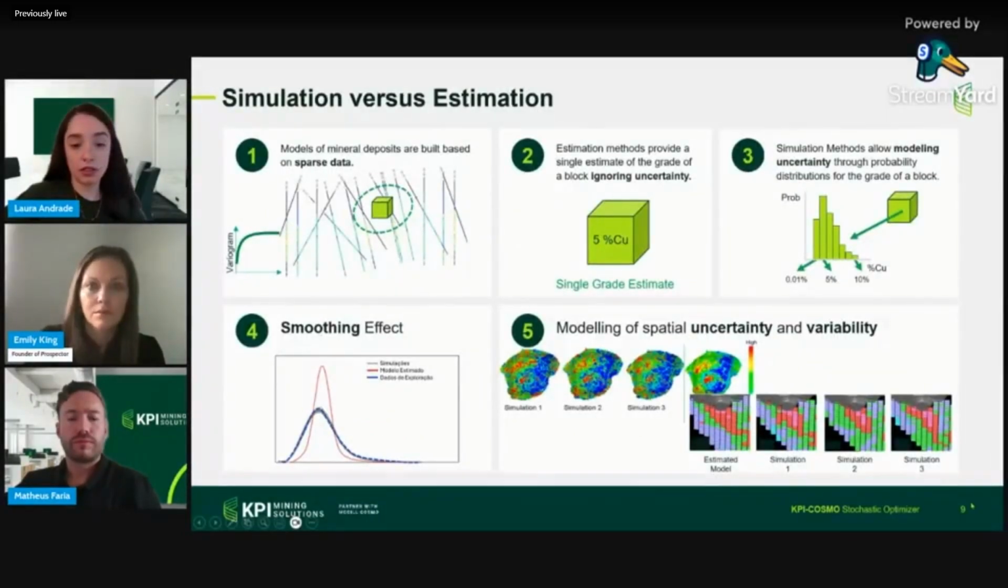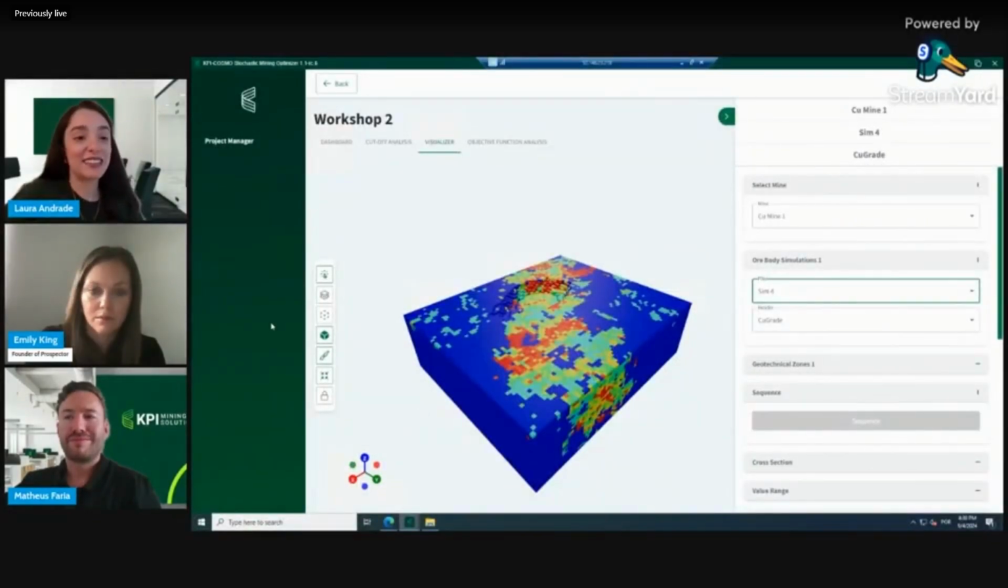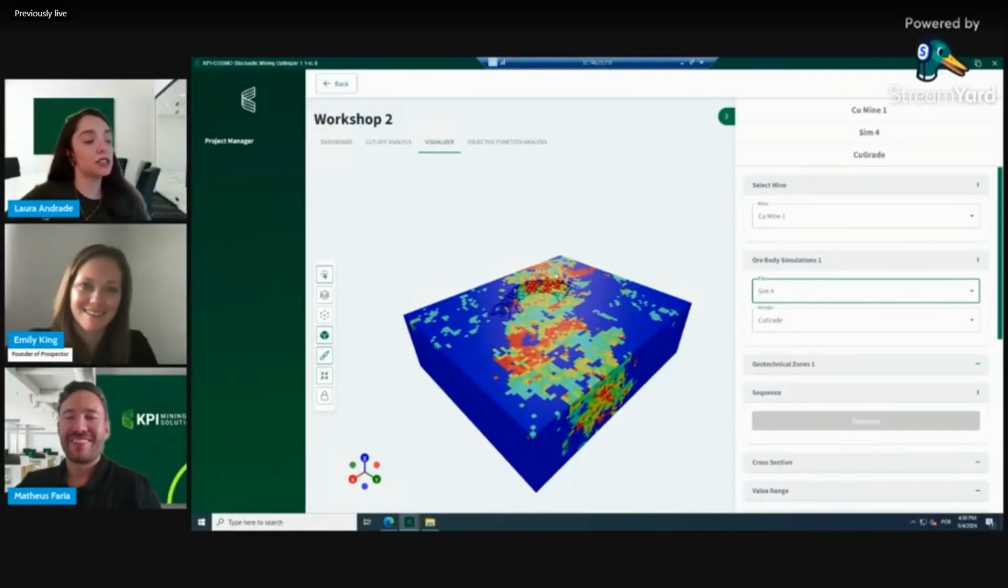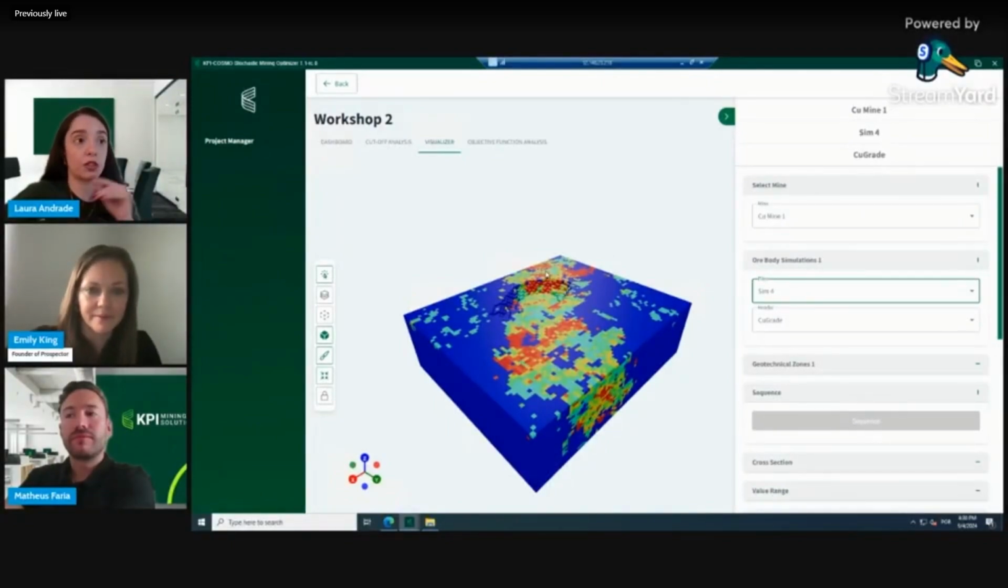So now I'm going to move to the actual happy path, so to the software. As I mentioned, we start with the input of our orebody simulations. As you can see here, I'm showing one simulation. You're going to see an example where we have 2 mines, so we will have to have simulations for each mine.